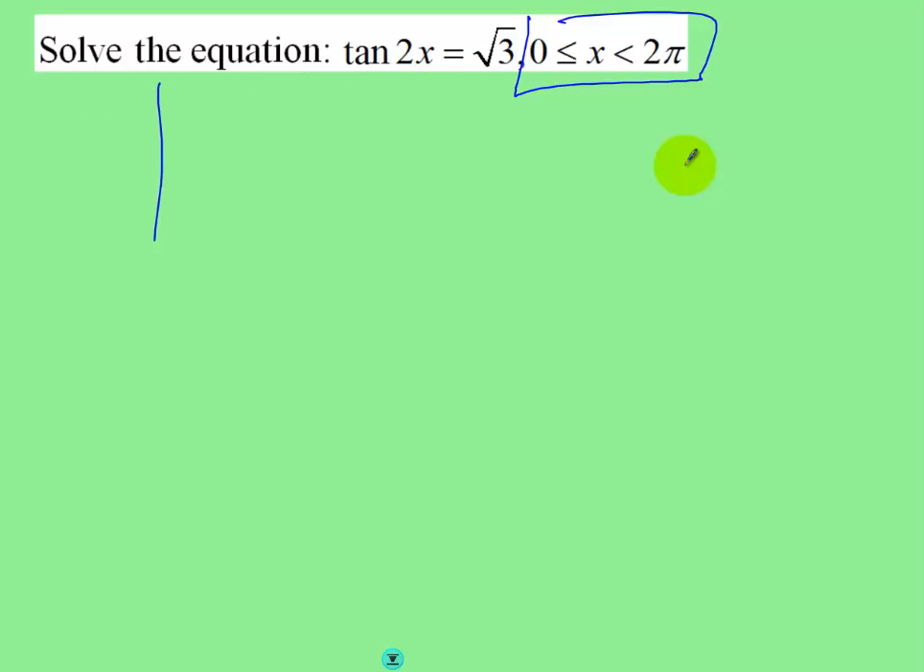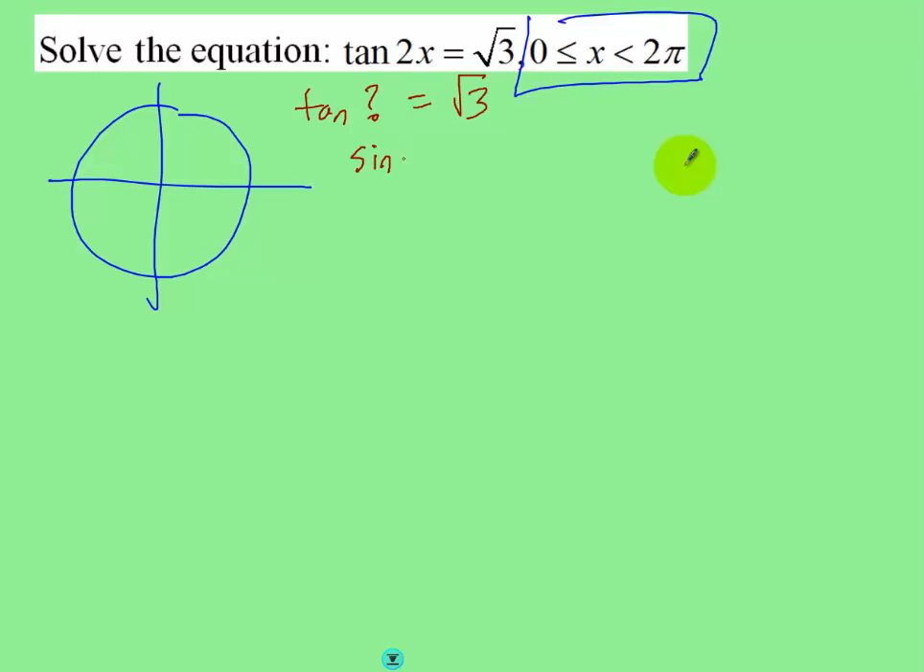Now what you can do is, I'm thinking of the unit circle. When is your tangent going to be square root of 3? So again, I'm drawing that unit circle. Tangent of whatever, I'll just call this question mark, equals square root of 3. That's when your sine over cosine is going to equal square root of 3. Well, that's going to happen when your sine is square root of 3 over 2 and your cosine is 1 over 2, or when your sine is negative square root of 3 over 2 and your cosine is negative 1/2.